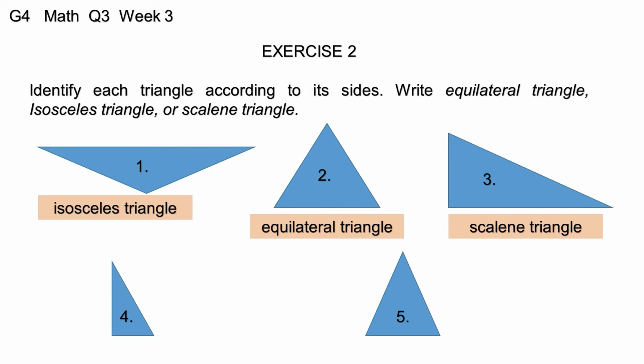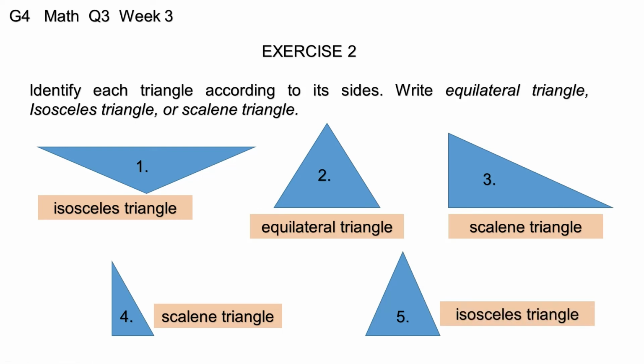And number 4 is just the same. Magkakaiba yung sukat ng sides. So, you call it as a scalene triangle. And then number 5, two sides are equal. So, you call it as an isosceles triangle. Let's do another exercise.